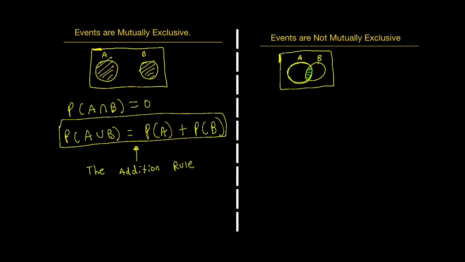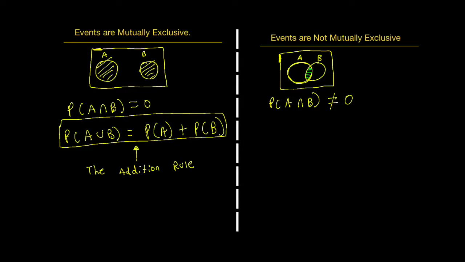Now let's take a look at events that are not mutually exclusive. The big difference, we can see that right away, is that here we do have an intersection. In this scenario, the probability of A and B is not equal to 0. It's equal to something else. We don't know what it is. That depends on the problem.